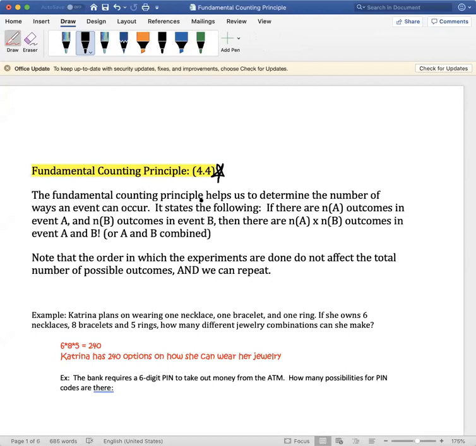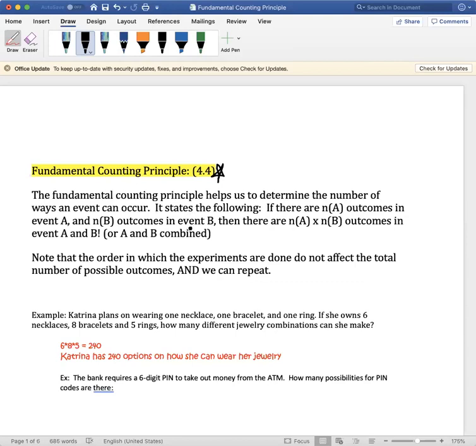The fundamental counting principle helps us to determine the number of ways an event can occur. And it states the following. If we have N of A outcomes in event A, so let's say we have an event occurring, and that event has a bunch of outcomes. Let's say there are 8 different ways to cook an egg. And if we have an event B occurring, then event B has N of B outcomes.